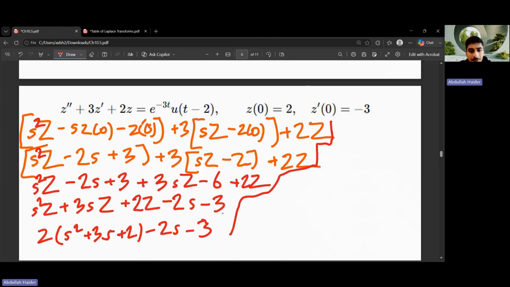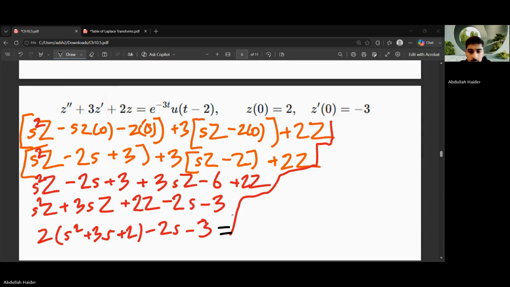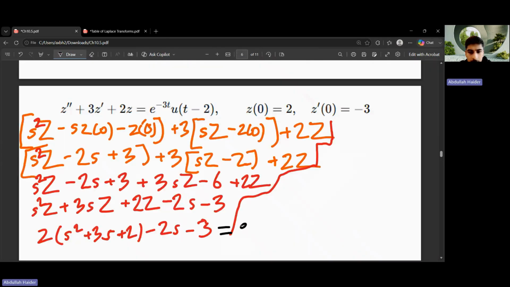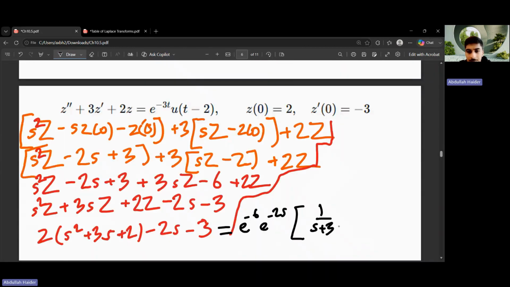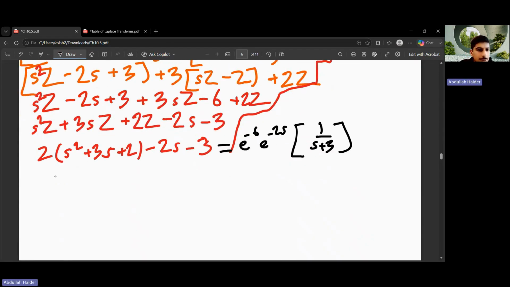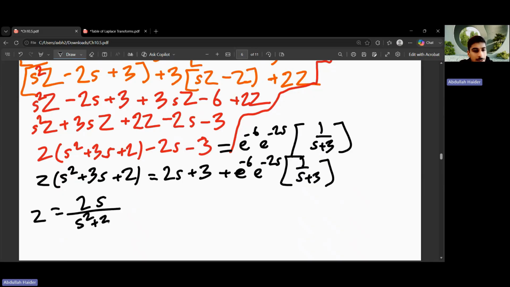So the Laplace transform of the right-hand side, from here you can write, is equal to e^(-6) e^(-2s) 1 over s+3. And you do Z(s)(s² + 3s + 2) equals 2s + 3 plus e^(-6) e^(-2s) 1 over s+3. Divide everything by this polynomial. So 2s over s² + 3s + 2.